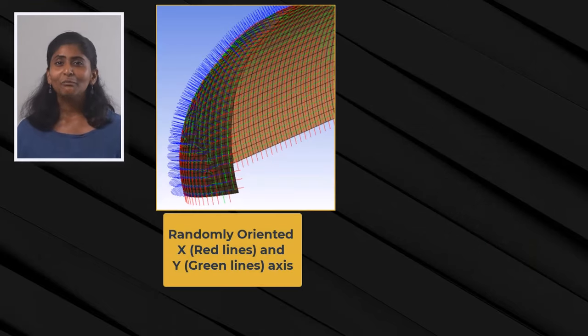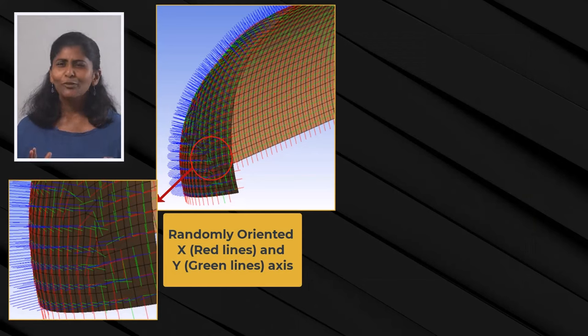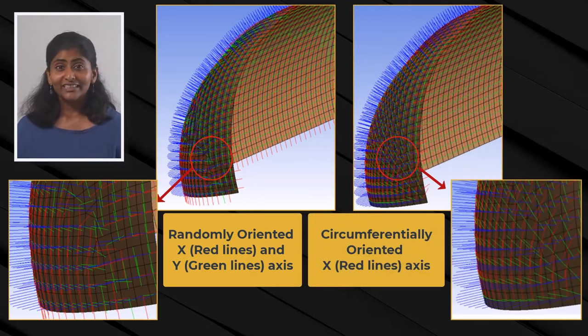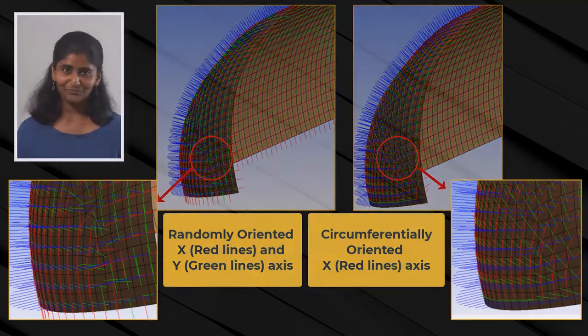As a result, in some cases, the x and y axes may be oriented randomly, which may cause issues in interpreting results such as stresses that make more sense in local coordinate system. In such cases, one may align the element coordinate systems so the shell results are interpreted in its solution coordinate system. We'll discuss more about this during later part of the video.